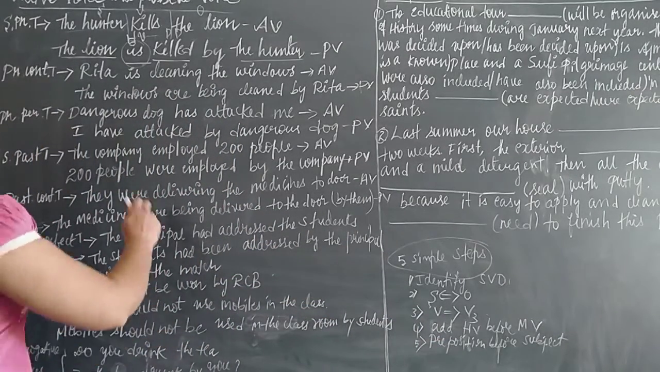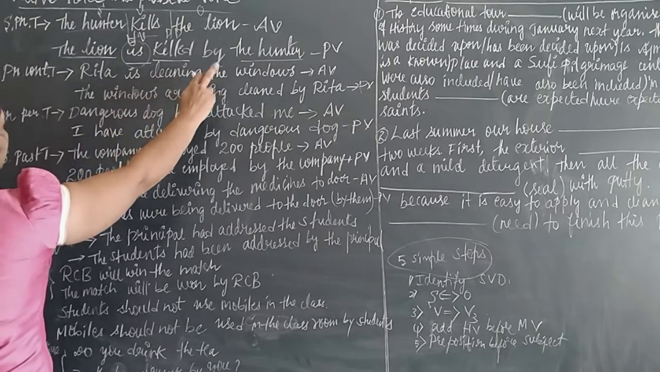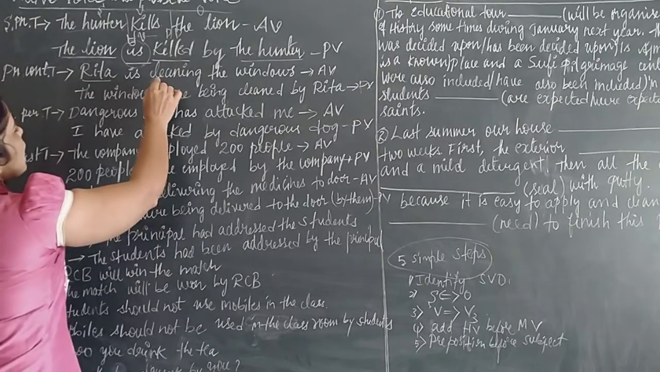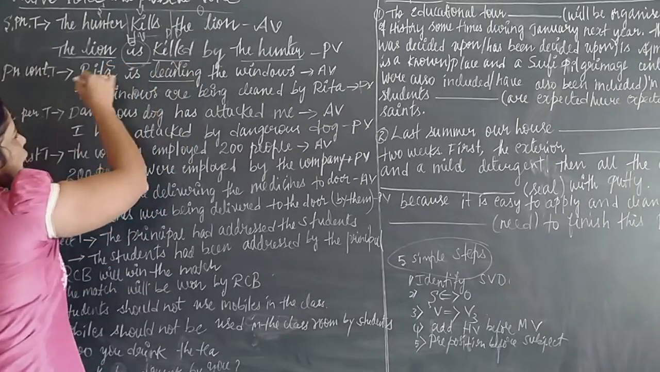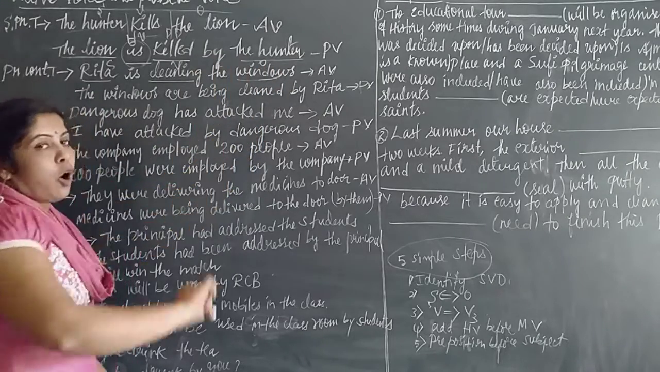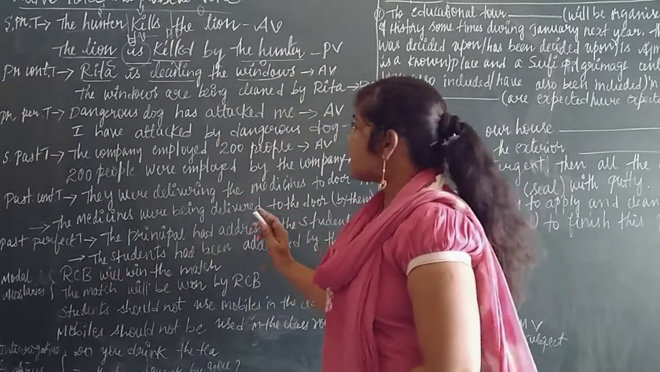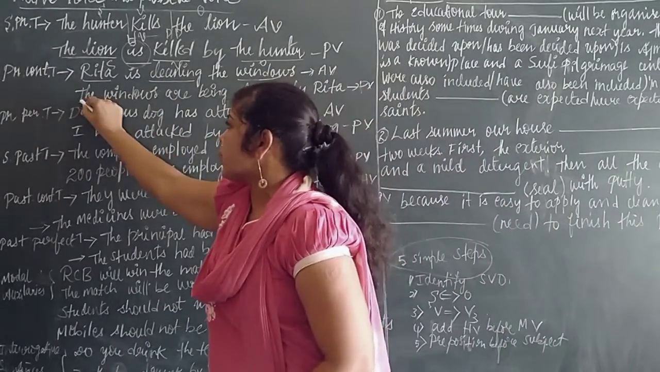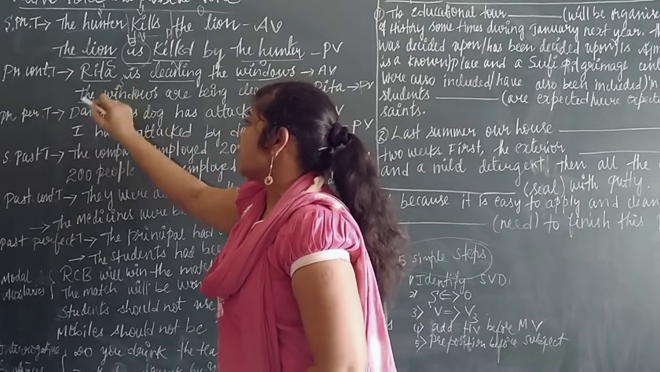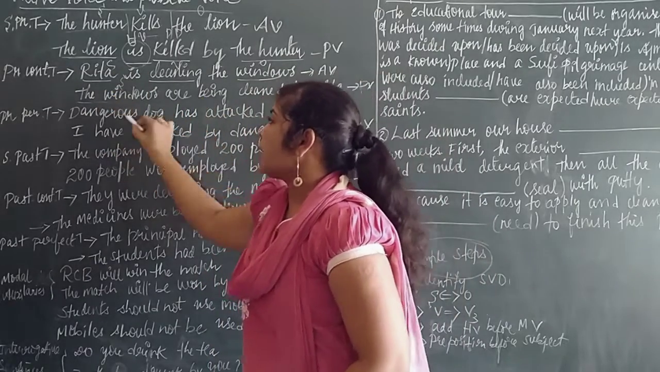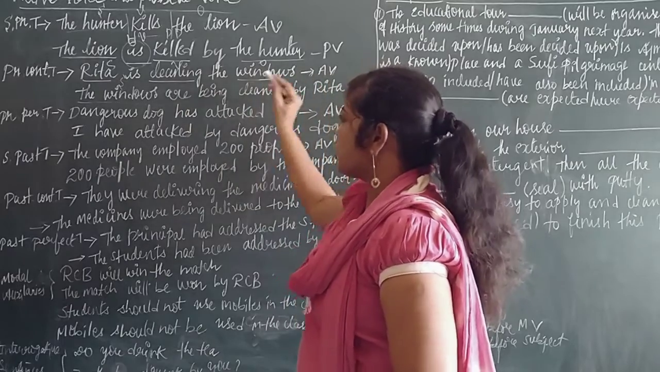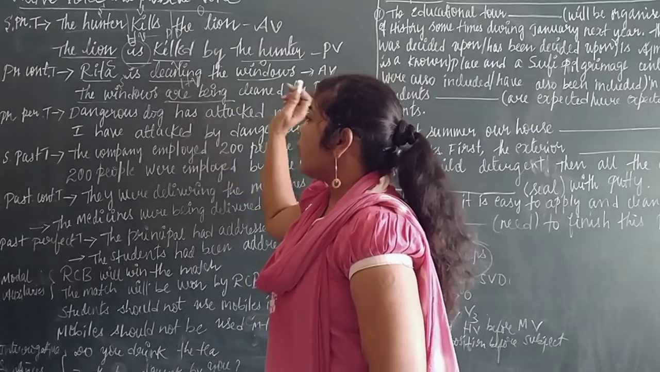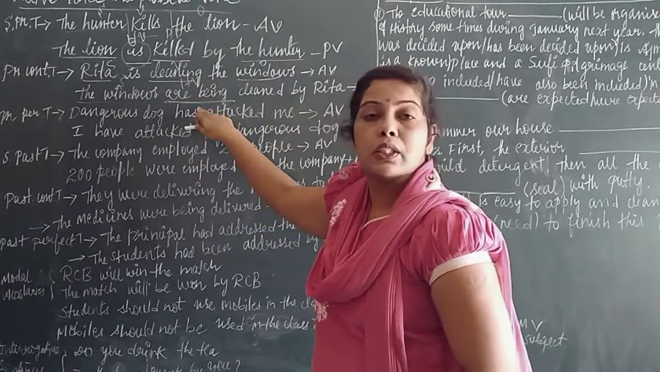So, in this sentence, Rita is cleaning the windows. Here, Rita is the subject, cleaning is the verb, and the windows is the object. So, first we have to interchange the subject and the object. Here, windows will become the subject of the passive voice. And since it is plural and the given sentence is in present continuous tense, we have to use are being as a helping verb. If it is I, we generally use am being.